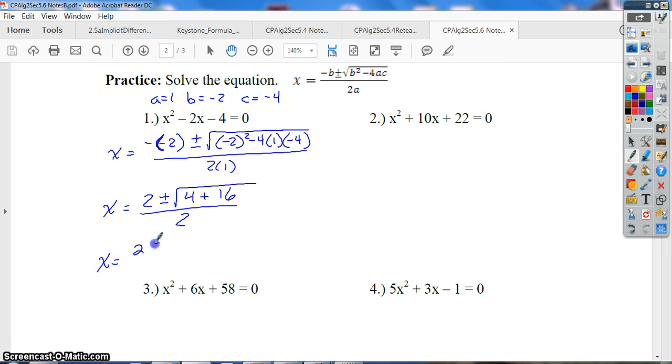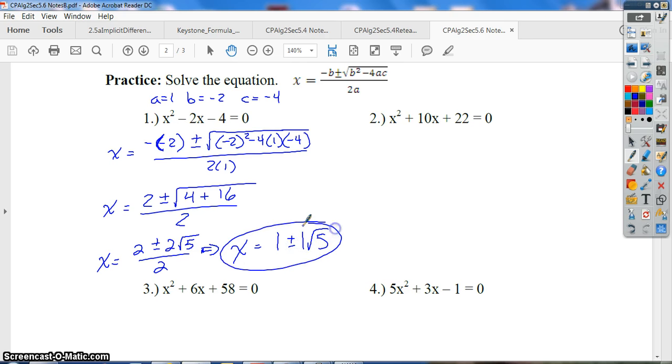So I'm going to break down 4 plus 16 is 20. So that gives me 2 root 5 all over 2. And then we want to reduce this. So x will equal 1 plus or minus root 5. Remember, square root of 20 we did in the front. That would be 4 times 5, that's 2 root 5.